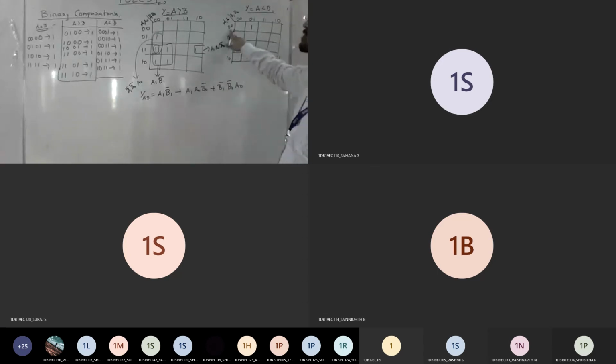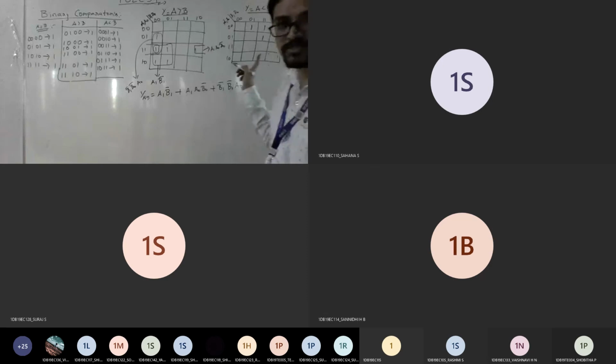Next, again 0 0 followed by 1 0, so again 1 is here. Then 0 0 1 1 here. Then 0 1 0 1 is here. 1 0 is here. Then 0 1 1 1 here. Then 1 0 1 0 followed by 1 1. Is it how it looks, everyone?